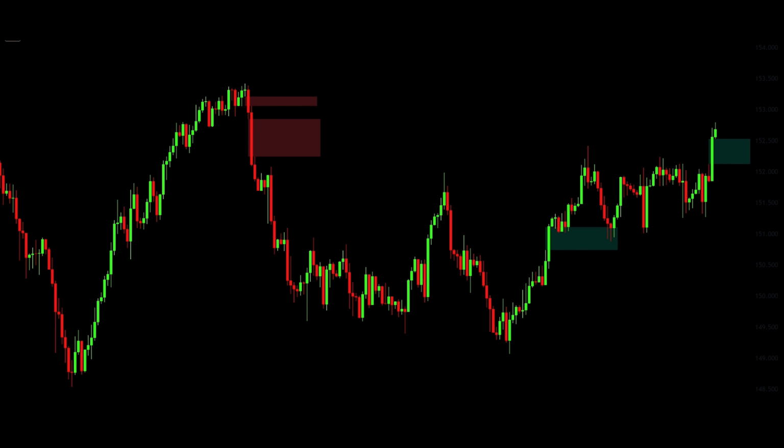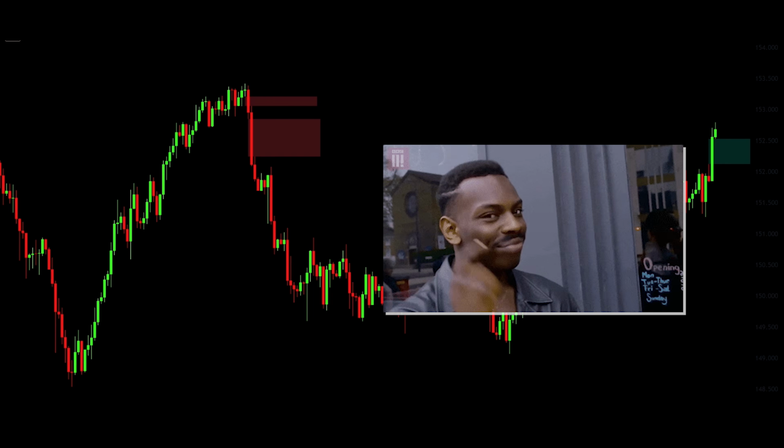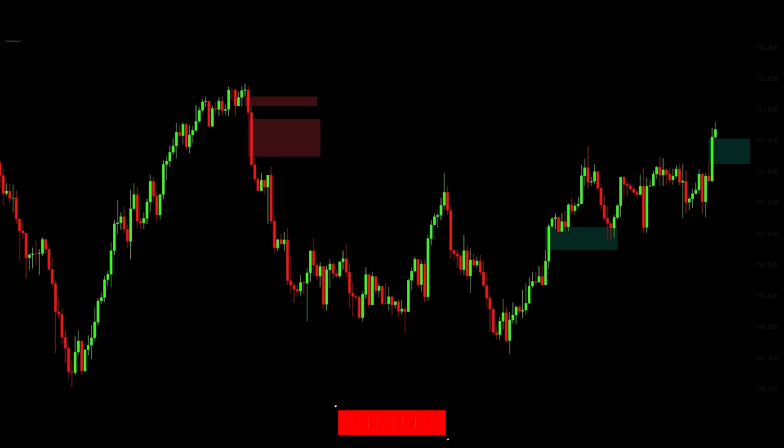A trader's goal is to increase the probability of being on the right side of the market. The more confirmations you use, the stronger your setup and the higher the chances of hitting your take profit. To improve accuracy, here's what I would do.